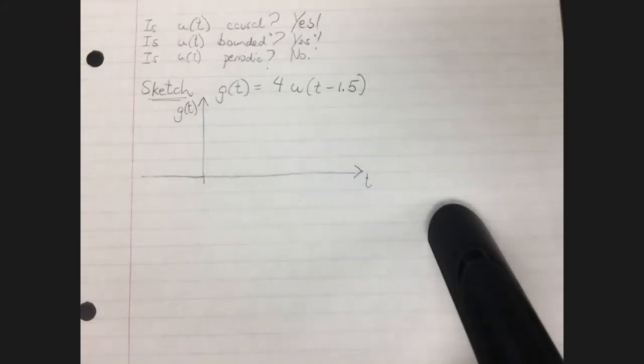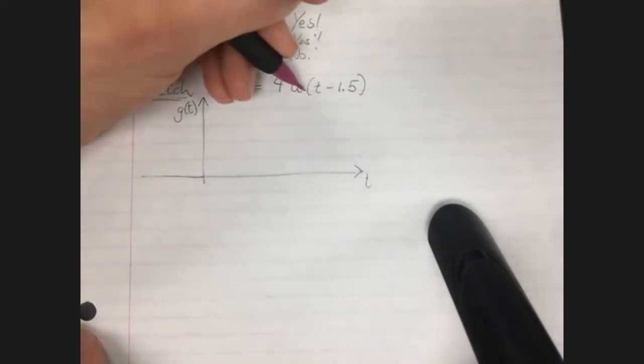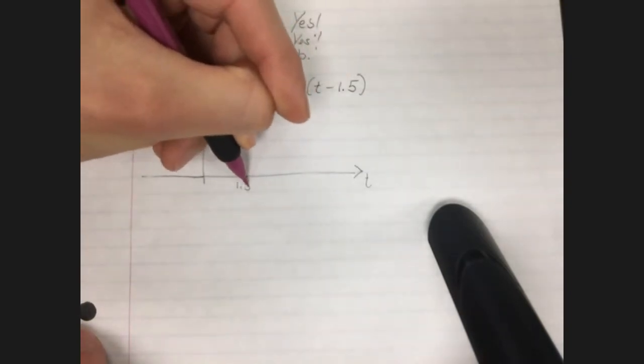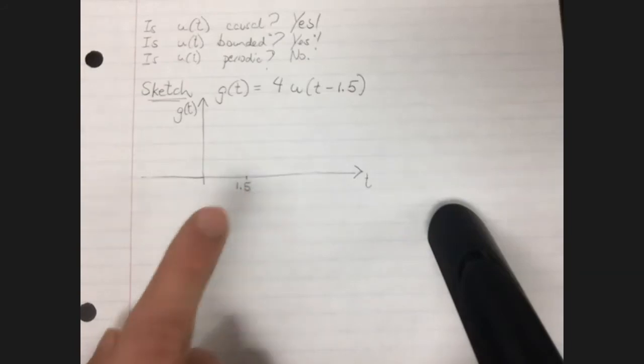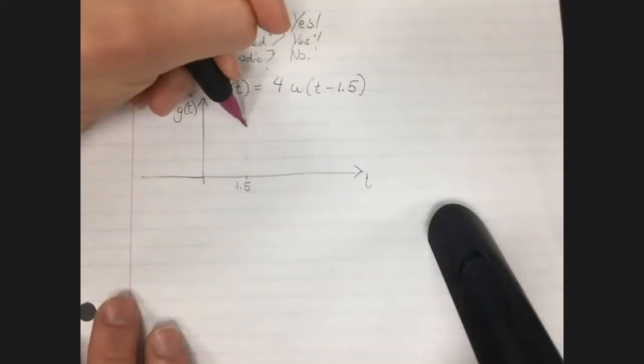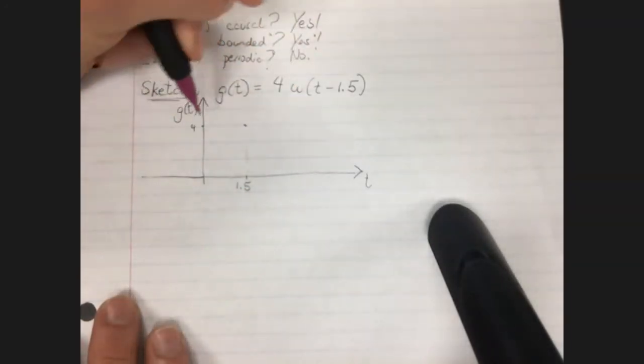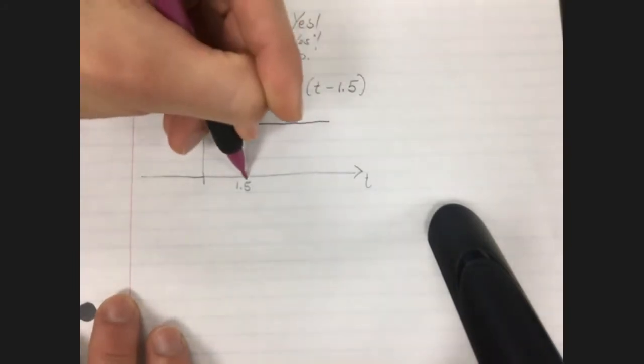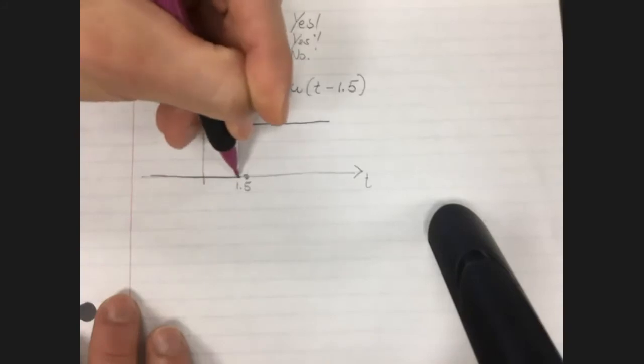Okay, so hopefully y'all got something like this. So remember when you've got this t minus, it's a time shift. So it's going to kick in at 1.5 on the right side. And then it's going to have a height of 4 when it does kick in. So it's going to be a signal that does this. And prior to t equal 1.5, it's going to have a value of 0 like that.